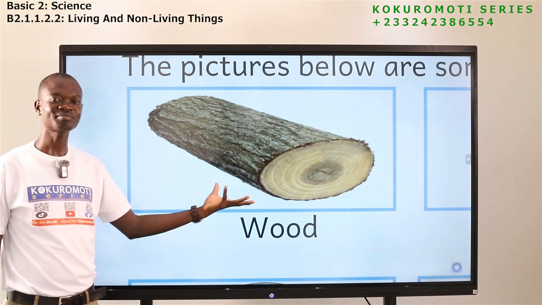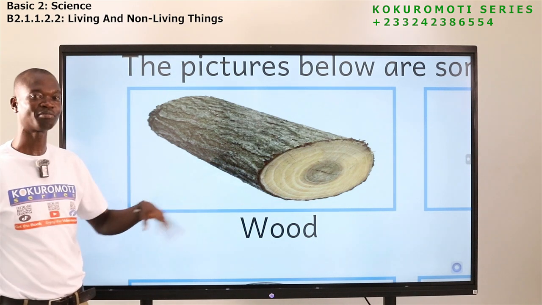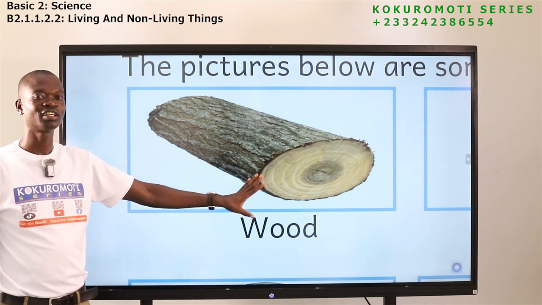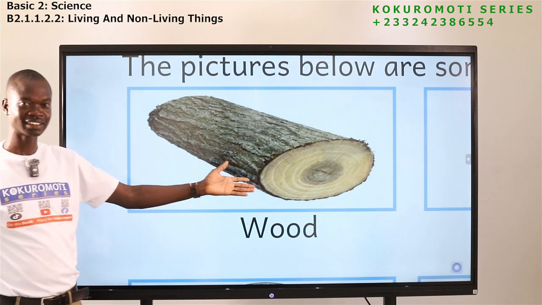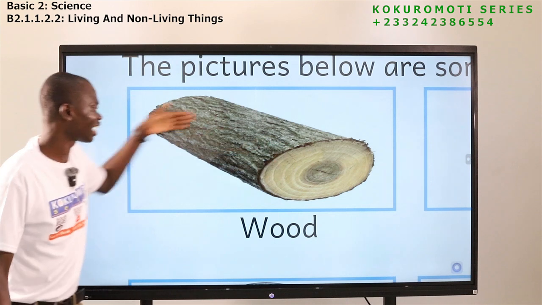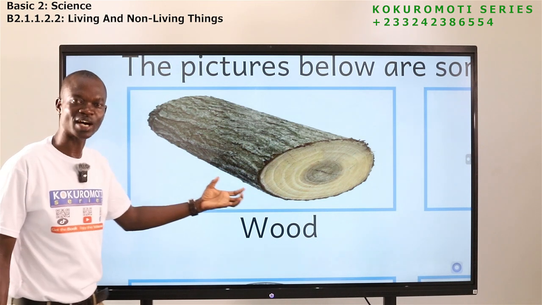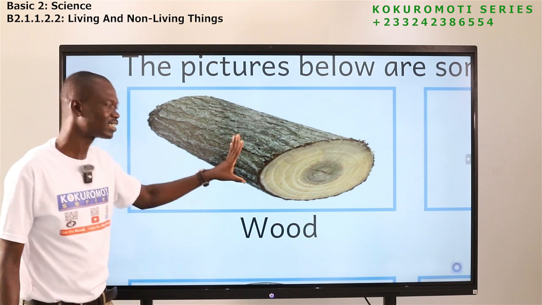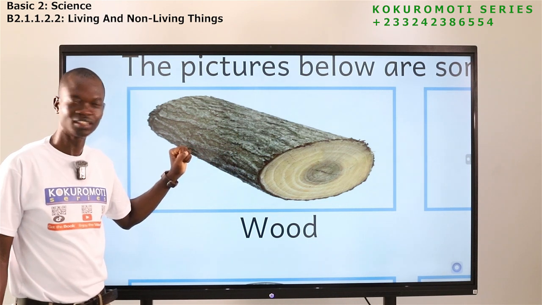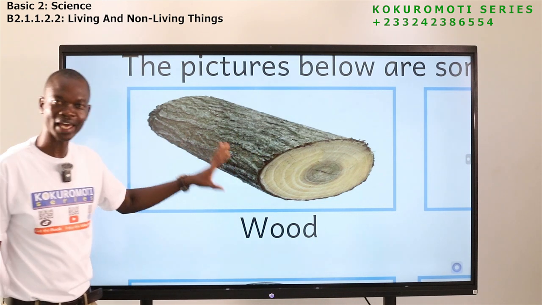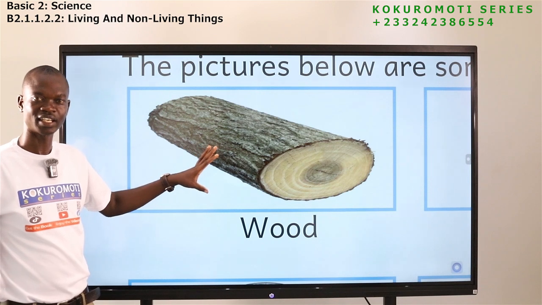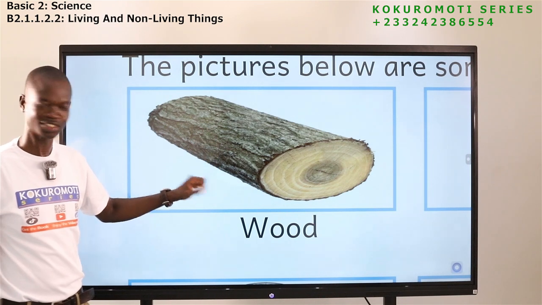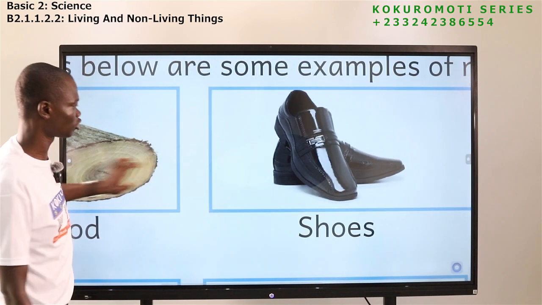Life. It was what? A plant. But now it is not a plant again. It's wood. It's what? A dead plant. And now we have cut the inside. So this is what? A non-living thing. Because it doesn't have what? Life. This cannot grow again. It can't reproduce. Do you understand it? So it's a non-living thing.